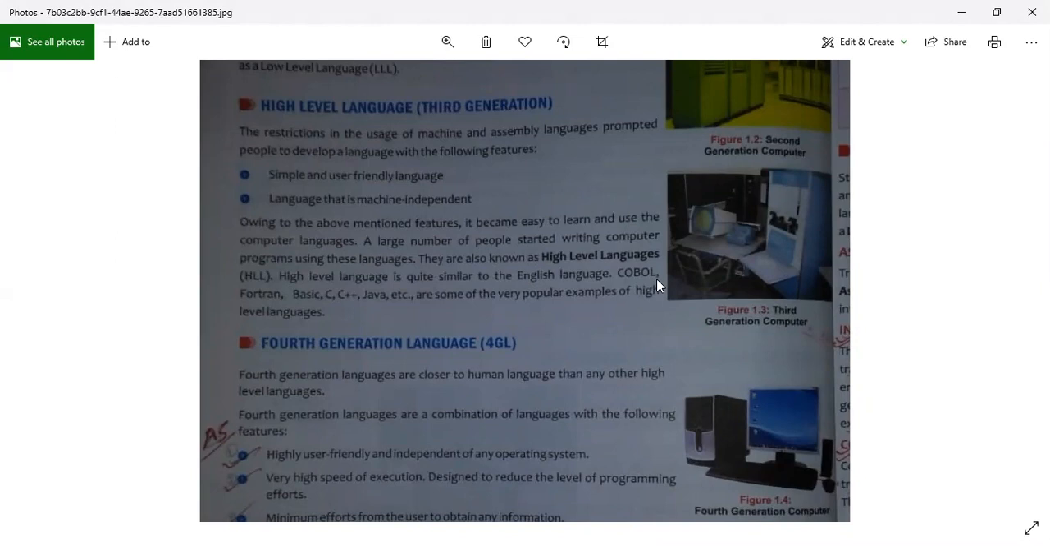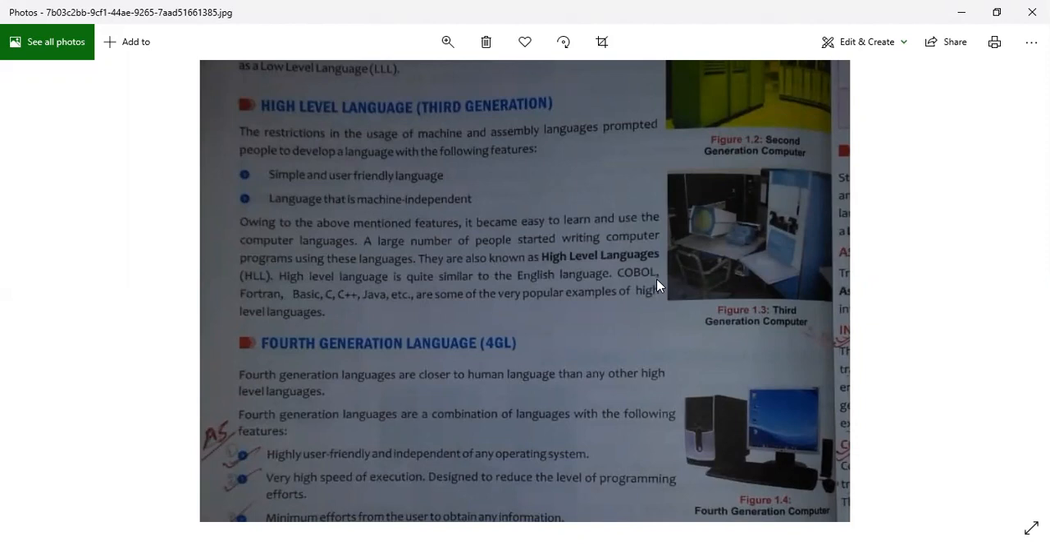The restrictions in the use of machine and assembly languages prompted people to develop a language with the following features. So I want to create a language which is easy to write. So what are the features of high level language? Simple and user friendly language, and language that is machine independent. So there is no machine dependence. You write it on any computer, it will work properly, and it is also simple and user friendly.